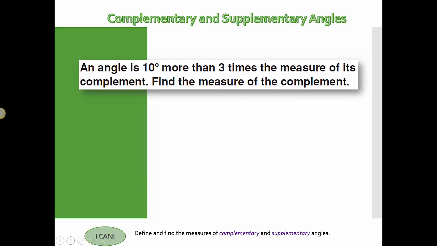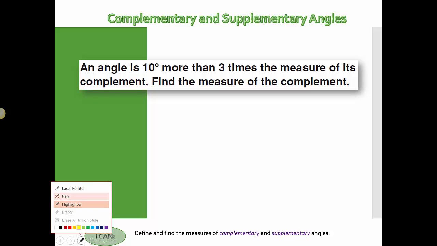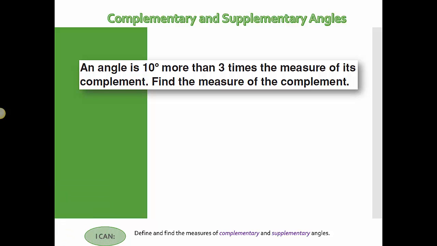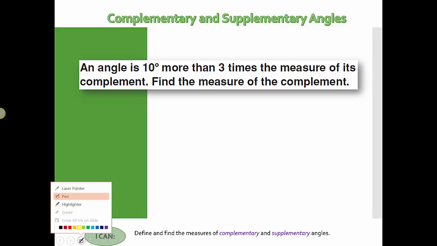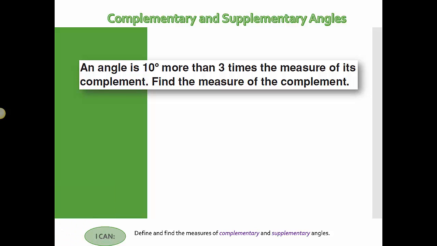All right, here's a different type of problem that deals with complementary and supplementary angles. And I want you to be careful with these two types of problems because the previous example that I did and this one, students tend to mess up a little bit. So make sure that you're looking at the defining characteristics of each of these types of problems. In this one, it says an angle is 10 degrees more than 3 times the measure of its complement.